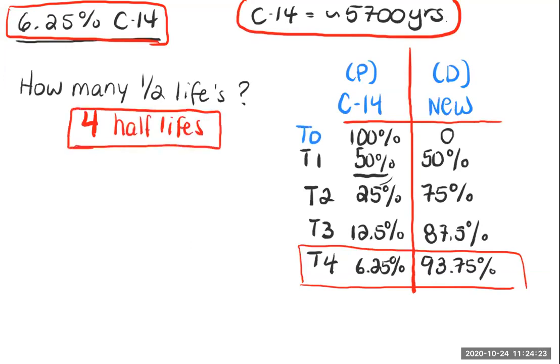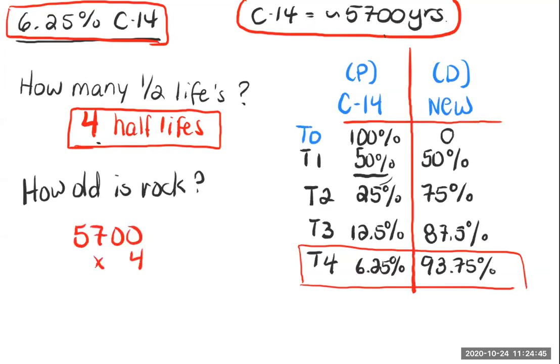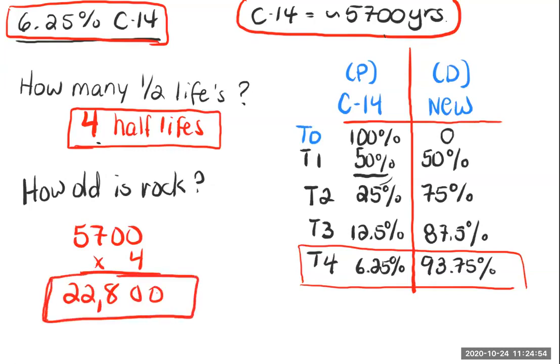And then the next question I posed was, how old is my rock? Right? So all I do to figure out how old that is, I multiply how many half-lives by 5,700 years, because it takes approximately 5,700 years for 1 half-life. So 5,700 times 4 is, my rock is 22,800 years old.